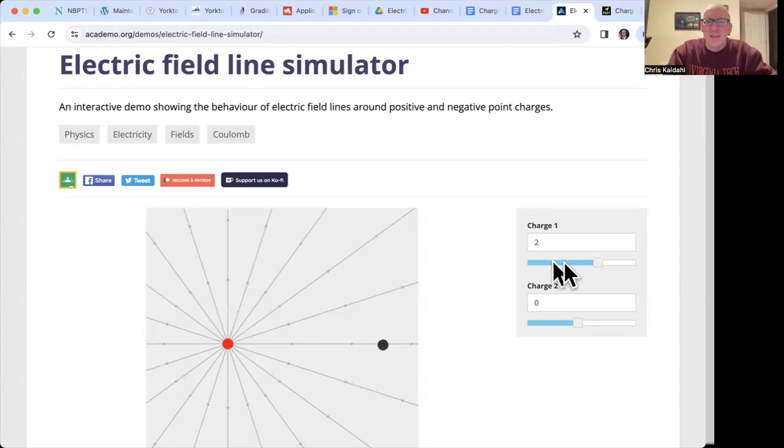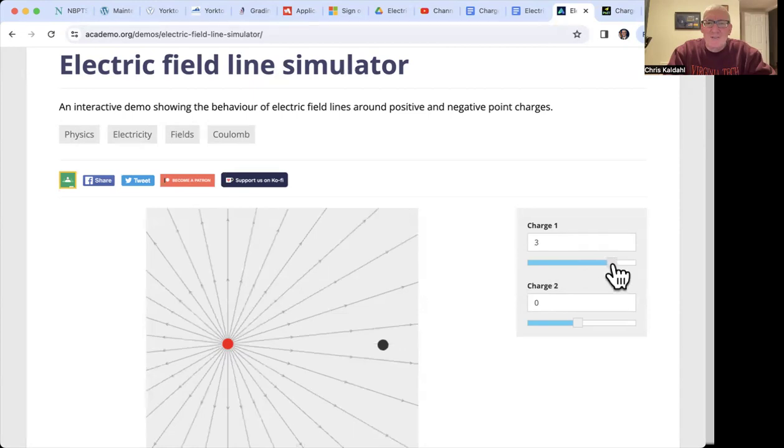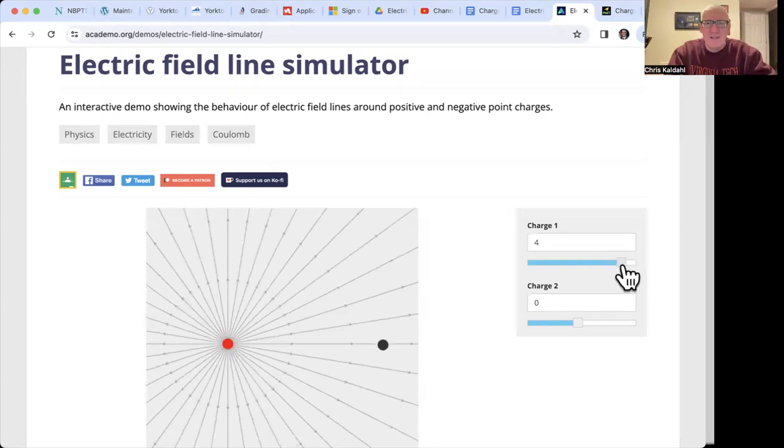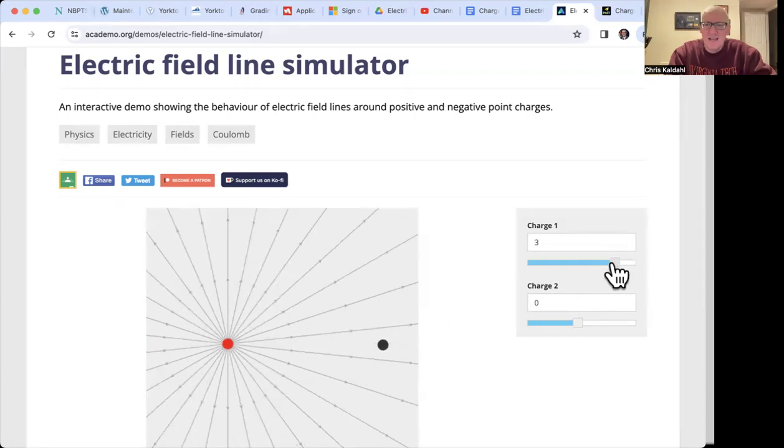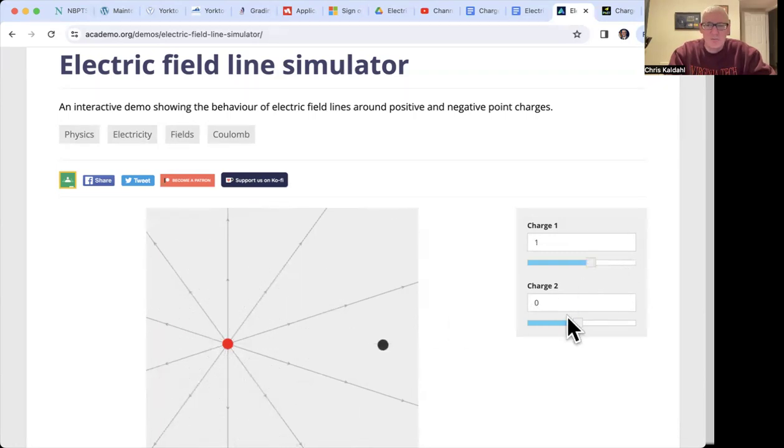All right. So we can see that by looking at the density, the intensity, the number of lines that we see gives us a rough indication of how strong the charge is. So this is a really positive charge here, and these little positive test charges would just be flying away. Now we've left this guy all alone over here. So let's back this down to a reasonable charge of 1.